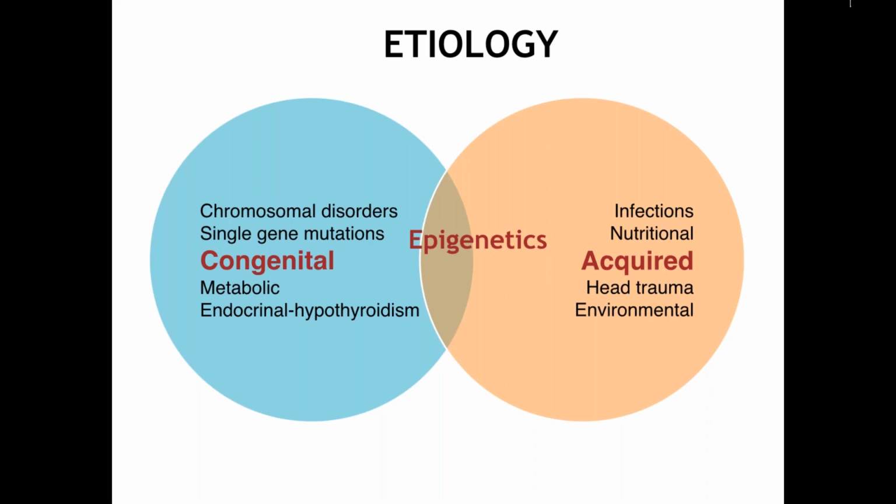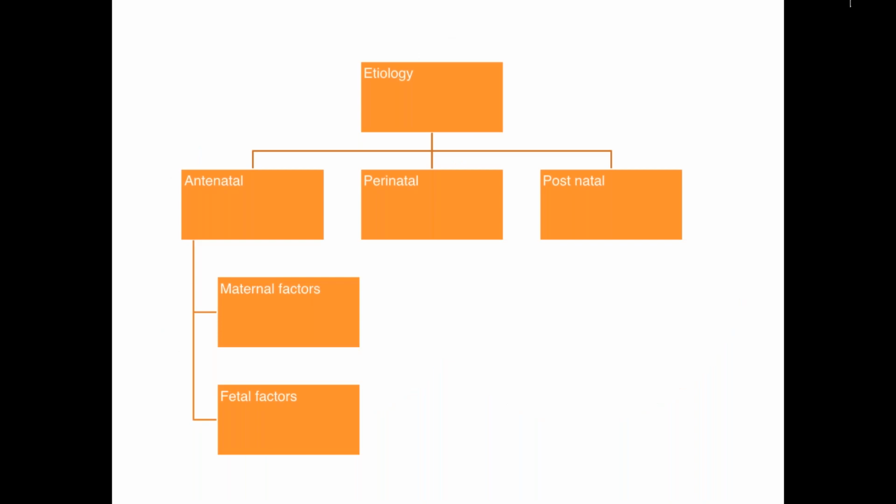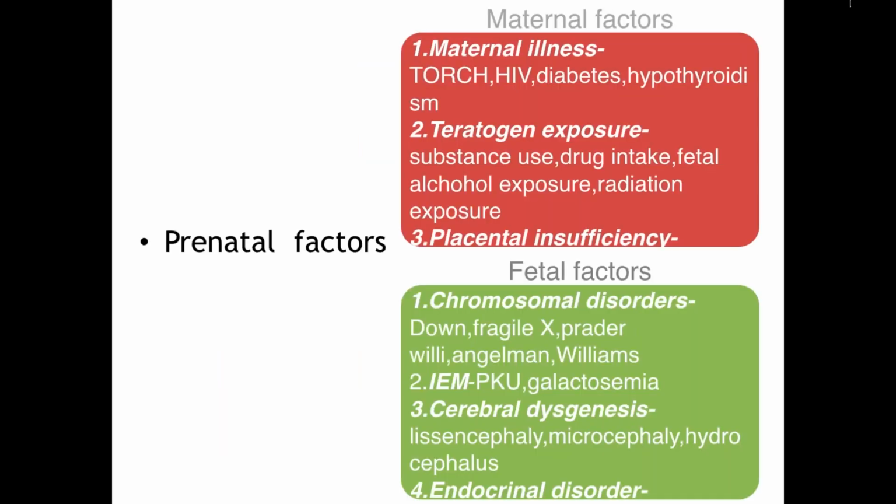In the acquired causes, apart from very obvious head trauma, CNS infections, or nutritional deficiencies, environmental causes are also very important as a cause of intellectual disability. So if you are looking at etiology, you can broadly classify it into antenatal, perinatal, postnatal. Under antenatal, you can have maternal factors and fetal factors. So in maternal factors, you can have maternal illness like TORCH, HIV, diabetes, hypothyroidism, or teratogen exposure, or placental insufficiency, almost similar to the ones which can predispose to cerebral palsy.